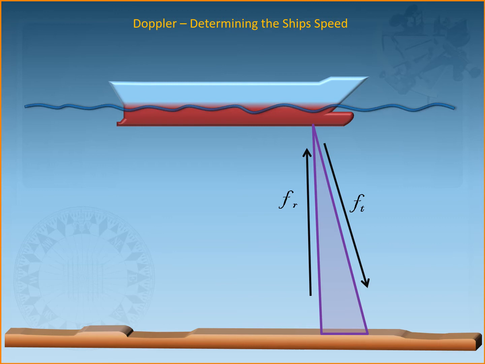The difference in the transmitted and received frequency is, of course, as we studied before, the Doppler shift, but it also gives us an indication of the speed of the vessel in this case.